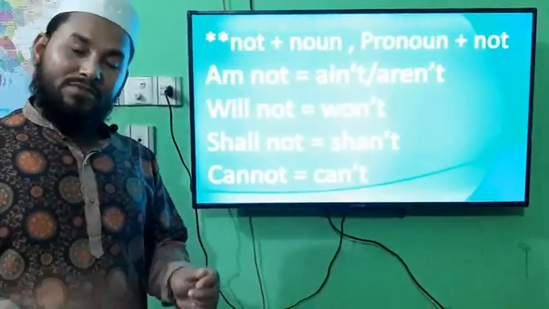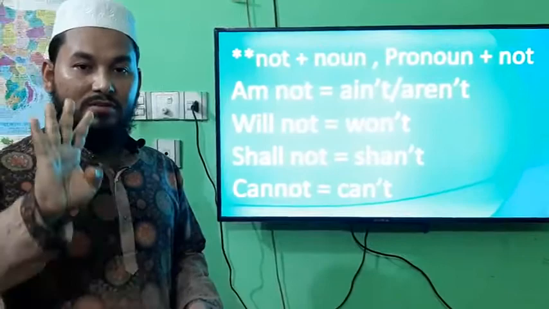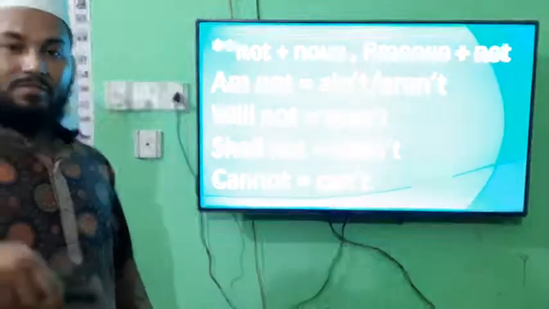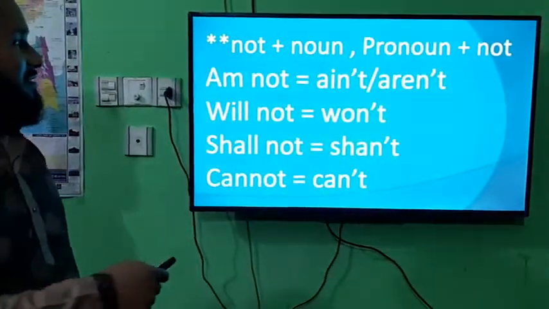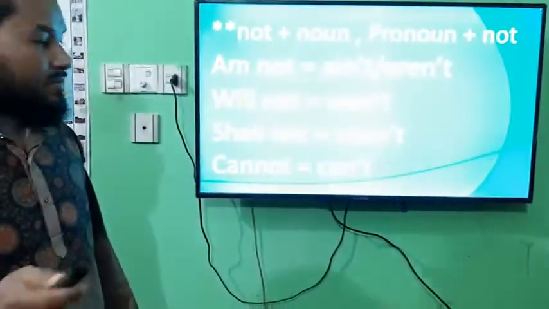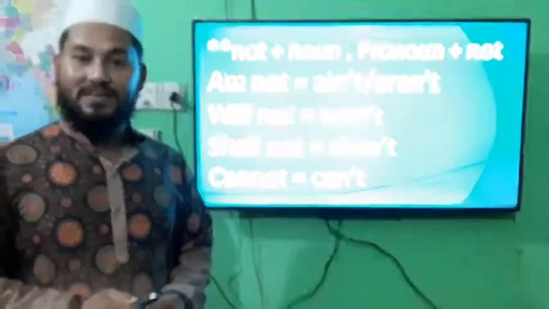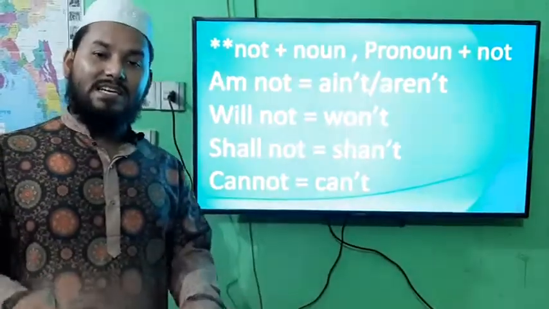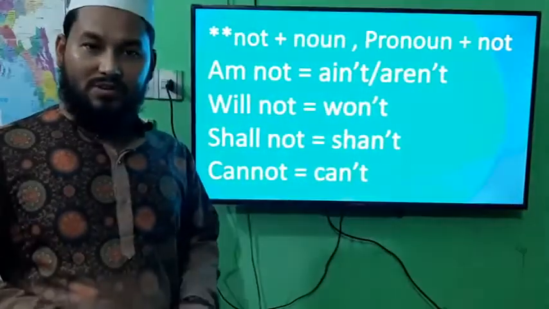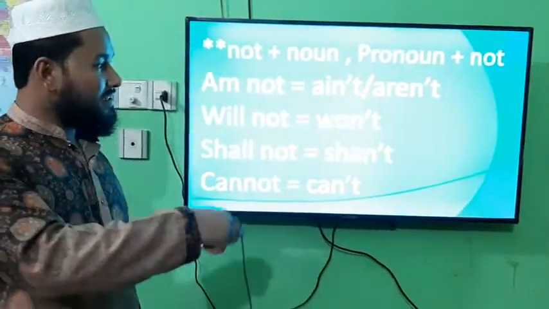Okay, but if we use the short form, we will get four differences, four exceptions in case of short form. They are: am not in short is ain't or aren't, will not in short is won't, shall not in short is shan't, cannot in short is can't. Clear? Other auxiliary verbs will take not as usual, but there are some different types of short form, so I showed it here.